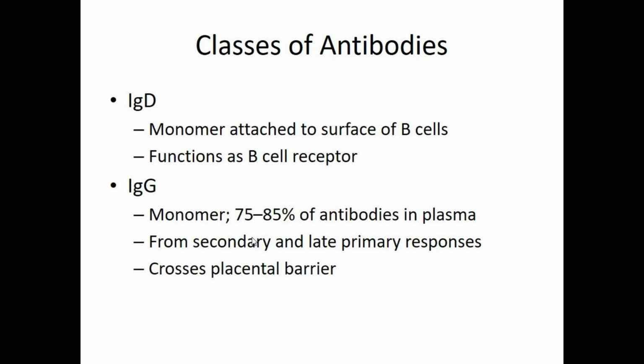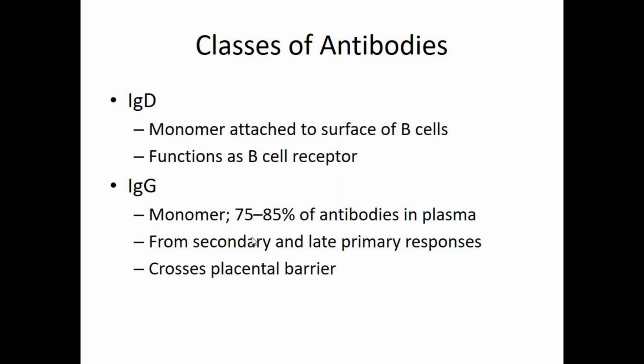IgD is a monomer, and IgD is actually the B cell receptor. So when we talked about maturation of B cells and the positive selection there, it was whether a B cell could produce a receptor or not. What we're really talking about there, and the reason I said it was an antibody, is whether a B cell can produce IgD or not. And so that's the positive selection.